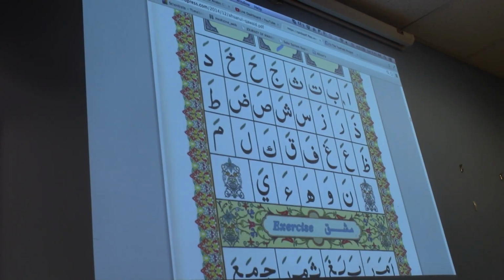Then sa. Am I saying seen? No, seen is the name of the letter, right? But because we have a fatha, what makes the ah sound, we have to add that to the letter. So we say sa. Then we have sha. Same thing, right? We don't say sheen, we say sha.